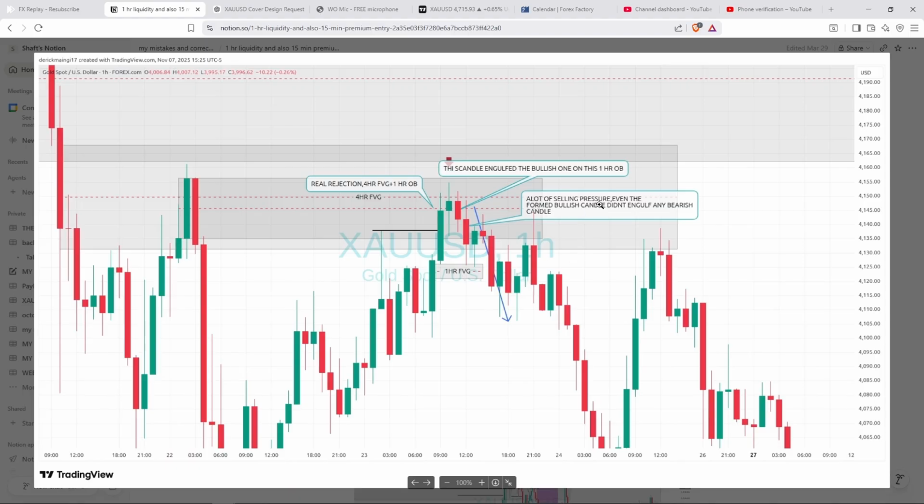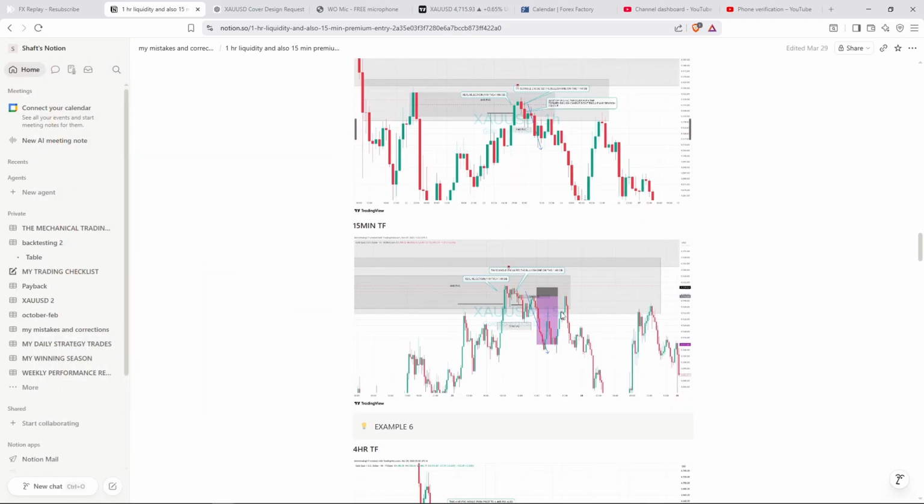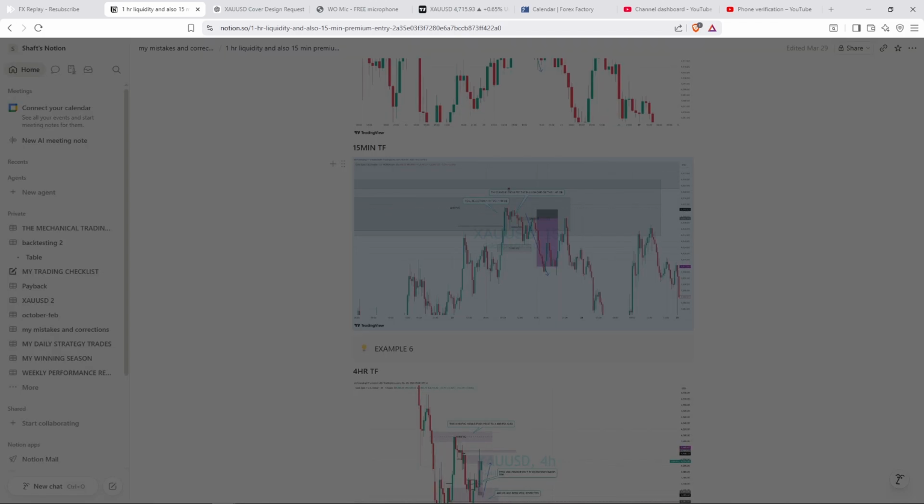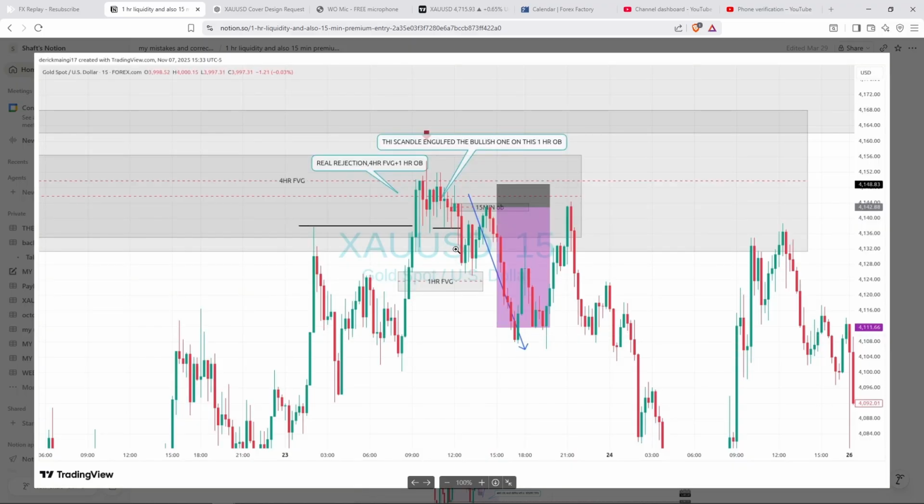Okay, and then there was a 1-hour fair value gap below here. We can see there was a lot of selling pressure. Even the formed bullish candle didn't engulf any bearish candle. You can see after this 1-hour fair value gap started rejecting price, this didn't even engulf the bearish candle, so meaning there is a lot of selling pressure. So what should we do now? Because we want to sell, we should go to the 15-minute time frame and look for an order block that had a good displacement. Okay, and you can see there was a 15-minute order block here and a good displacement to the downside. So that would have been our entry, a perfect entry.